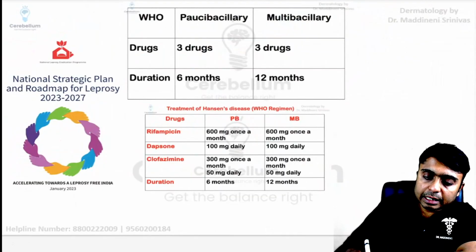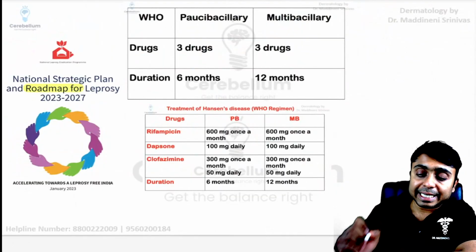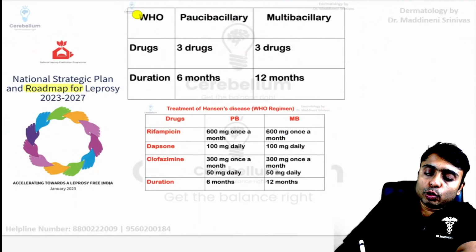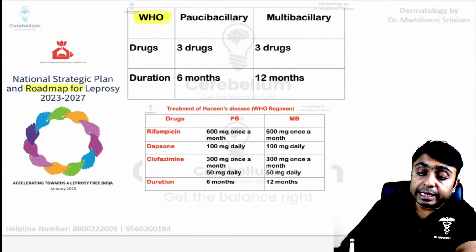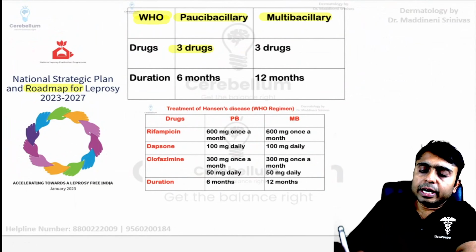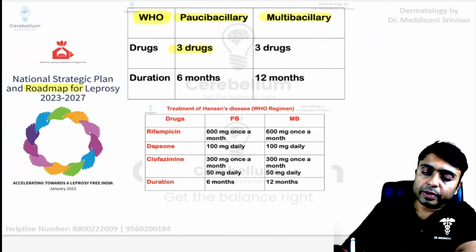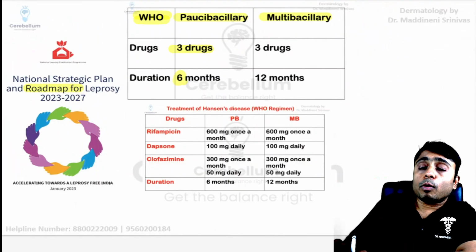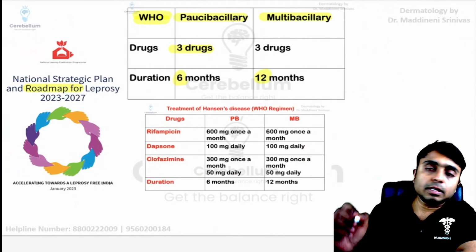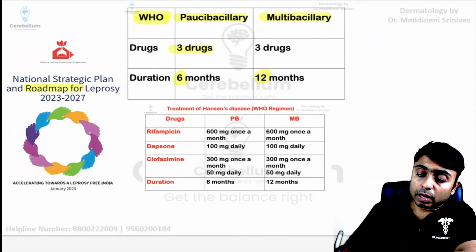So you can see the National Strategic Plan and Roadmap for Leprosy. This says that we have to follow what the World Health Organization says. That is, for paucibacillary and also multibacillary, 3 drugs should be used. The duration is the only difference between pauci and multibacillary: paucibacillary 6 months, and multibacillary the treatment is going to be for a period of 12 months.